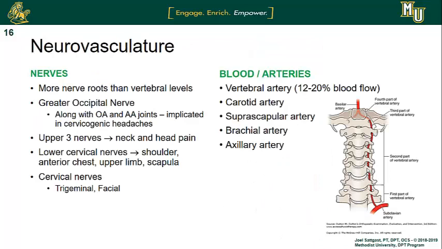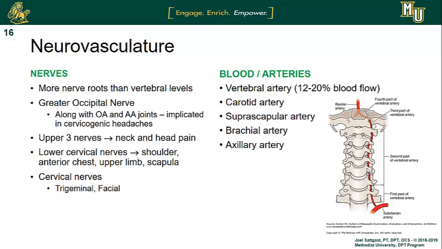The neurovasculature of the cervical spine is rather important. We need to be mindful of those and be screening these structures when we're dealing with patients who are complaining of symptoms associated with the cervical spine. There are more nerve roots than actual vertebral levels, keeping in mind that C8 is the level between C7 and T1. Also, the greater occipital nerve along with the OA and AA joints is often implicated in cervicogenic headaches. And so we see that when we're looking at the suboccipital region of the upper cervical spine.